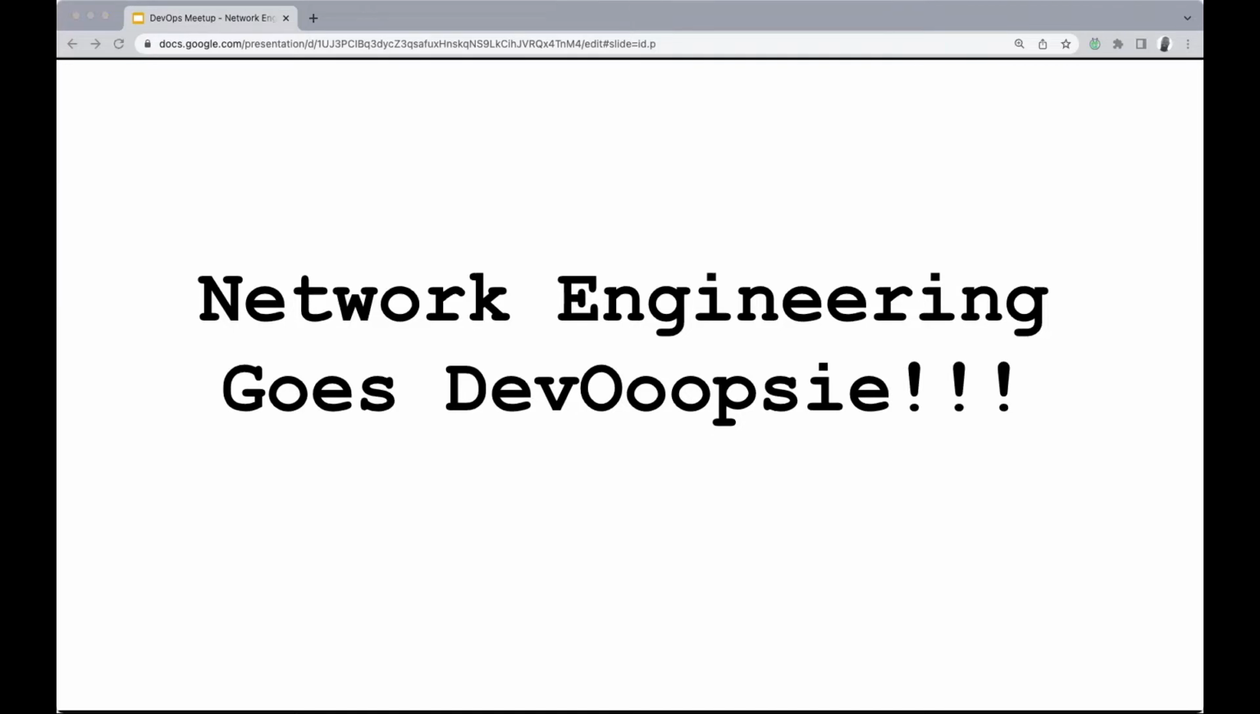What's interesting, more specifically, is that I've seen a lot of transition towards the world of DevOps. I've seen consolidation of how network engineering works with DevOps, and so this is where I decided, let's talk about how network engineering went DevOopsie.